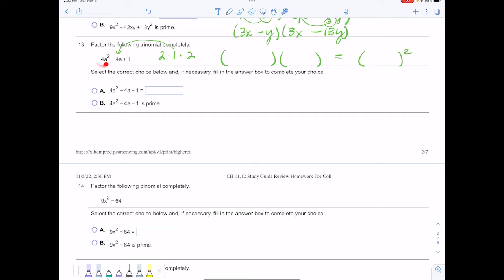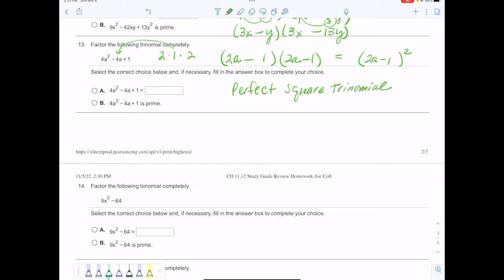So what you do is you take the square root of 4a squared. The square root of 4 is 2, and the square root of a squared is a, and then you take the square root of 1, which is 1, and whatever the sign in the middle is, you write down the first sign you see, and then you multiply the signs together. A negative times a positive is a negative. If you notice, both of those expressions are the same, so we can just write it as 2a minus 1 squared.